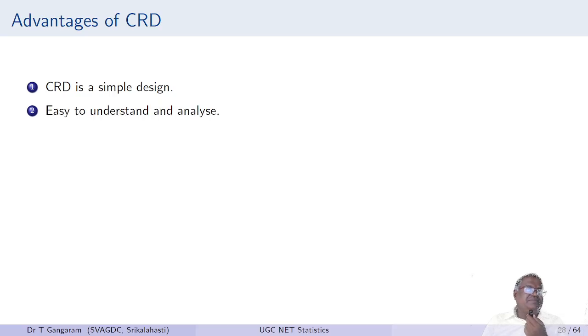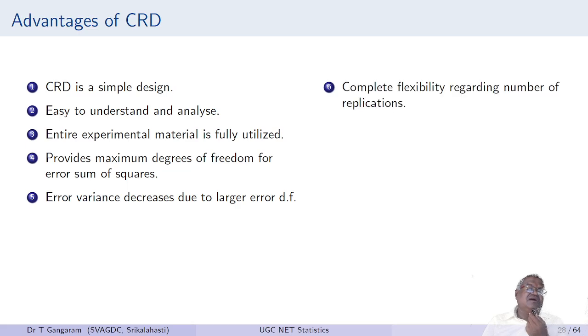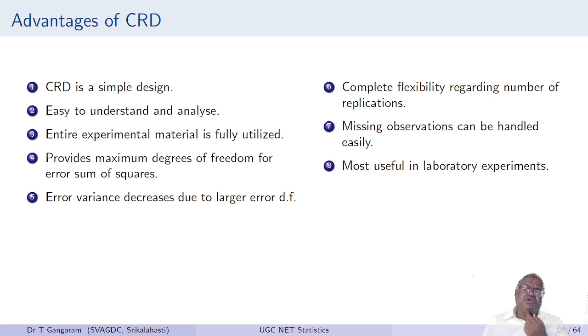Advantages of CRD: it is the simplest one, easy to understand, easy to analyze, and ensures the experimental material is fully utilized. It provides maximum degrees of freedom for error sum of squares, which reduces type 1 error and improves precision. Error variance decreases due to larger error degrees of freedom. It is completely flexible regarding the number of replications; there is no restriction on replications. Missing observations can be handled easily. Simply remove them and we can continue our experiment.